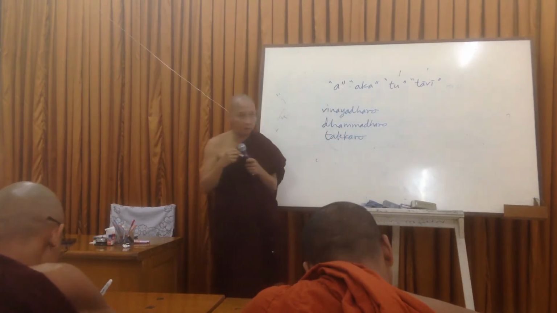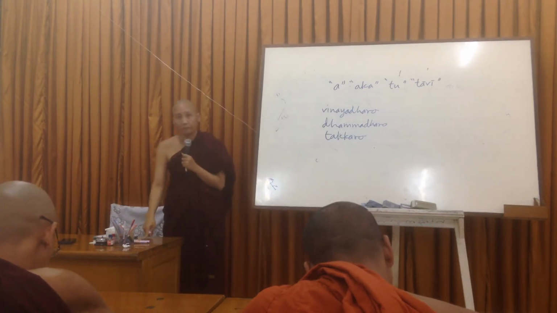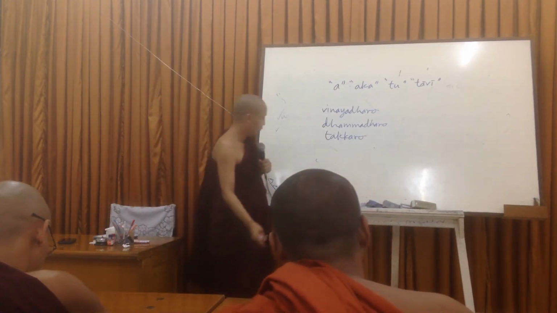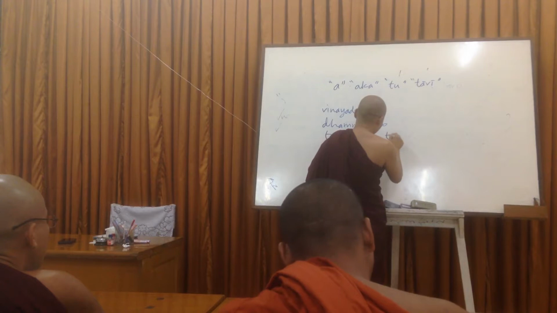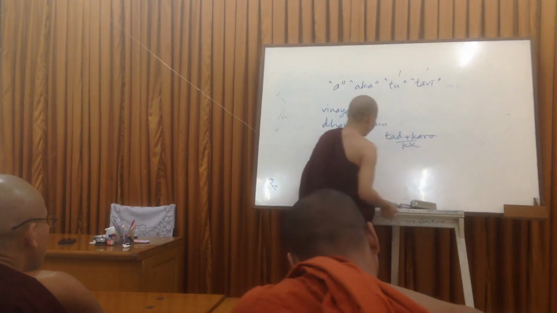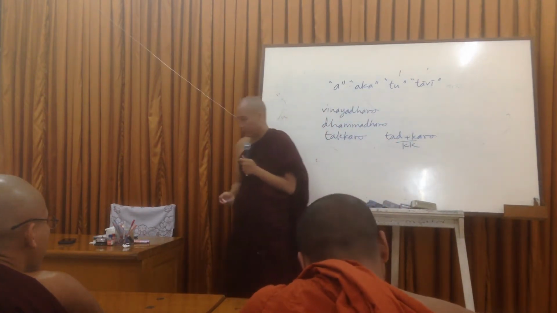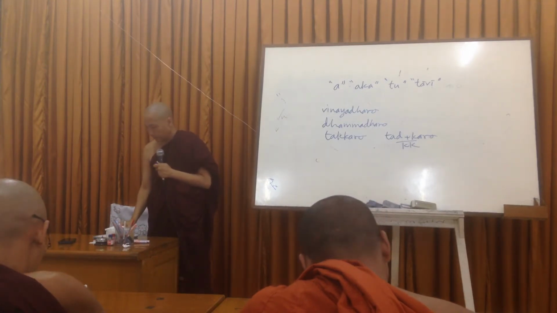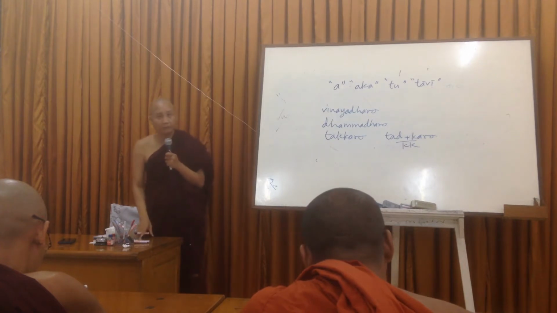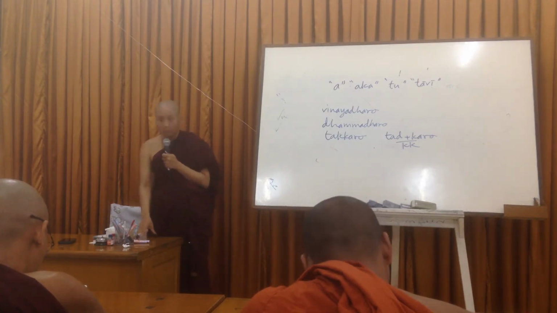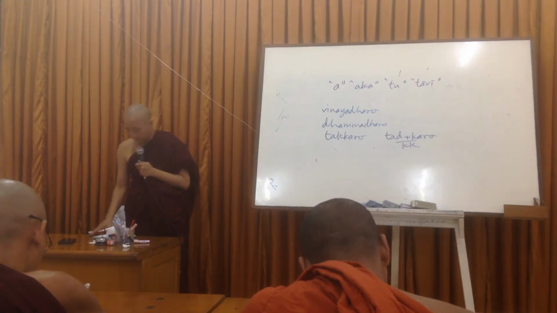How about this one? Takkaro. Tam karoti, Takkaro. So the d in ka is assimilated: Takkaro. Tam karoti, Takkaro. That means a doer, a maker of it, one who makes something. Takkara.